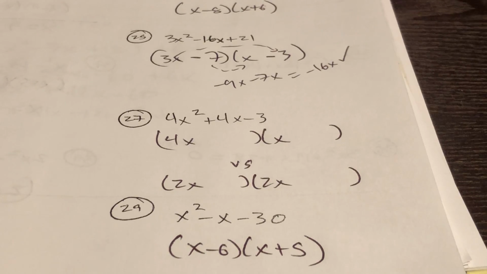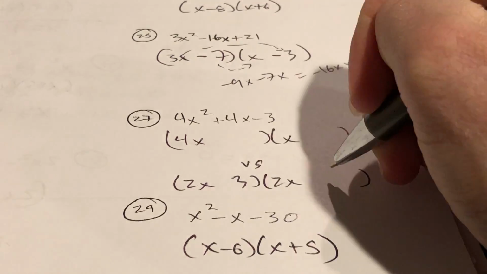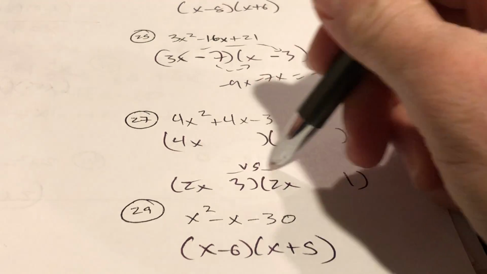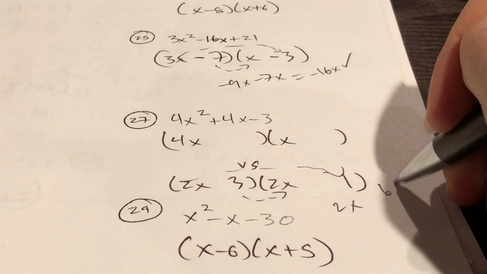What is this one going to be? Well, there's only one way to get 3. There's 2 different ways to get 4x squared. It's either 4x and x or 2x and x. There's only one way to get 3. Now, here it is. This is 2x, and this is 6x.